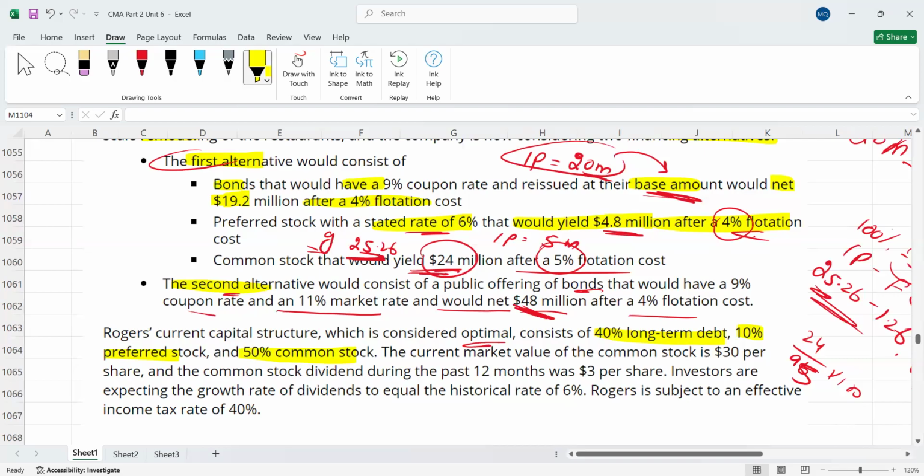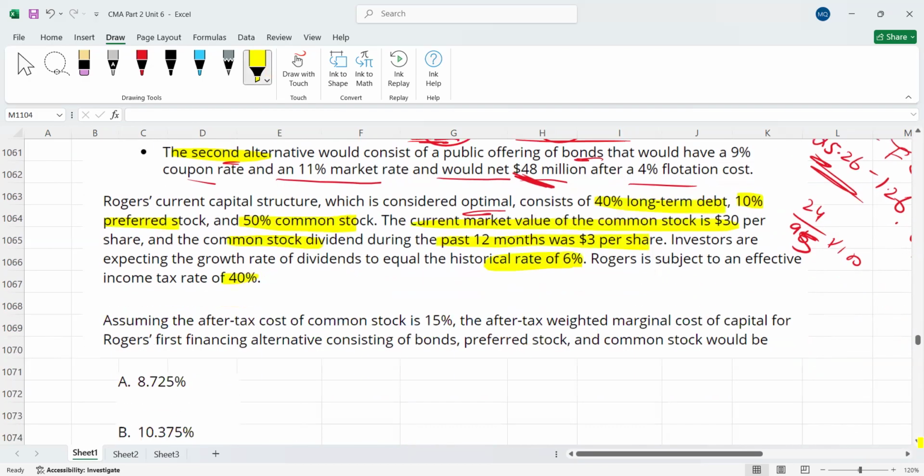The current market value of the common stock is $30. This is the current market value of the common stock. And the company's stock dividend during the past 12 months was 3 per share. This is the past dividend, guys. Past. Okay. Investors are expecting the growth rate of dividend to equal the historical rate of 6%. This is the growth rate. Rogers is subject to an effective income tax rate of 40%. Okay. So this is the information. Now assuming that the after-tax cost of common stock is 15%. Okay. So K is given, guys. You don't need to work it out.